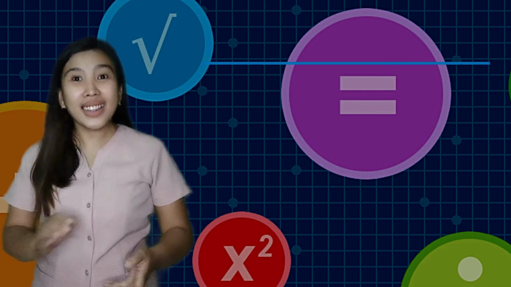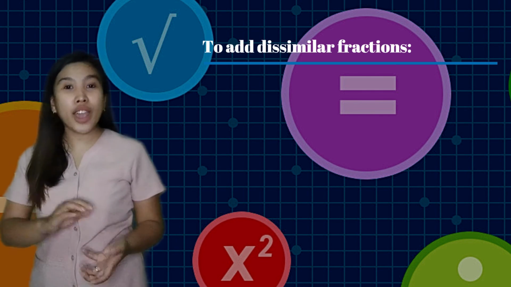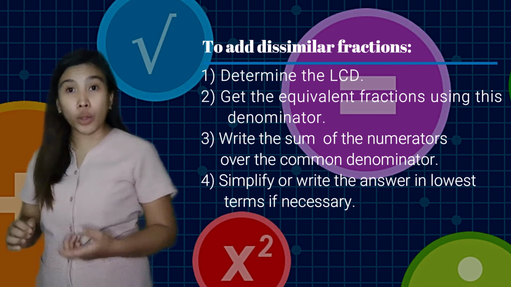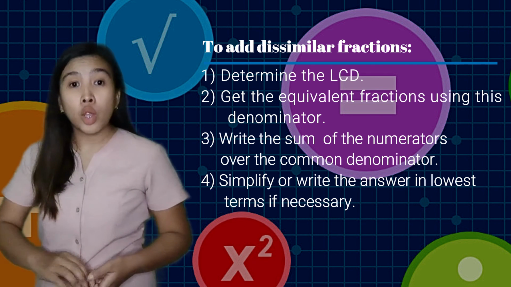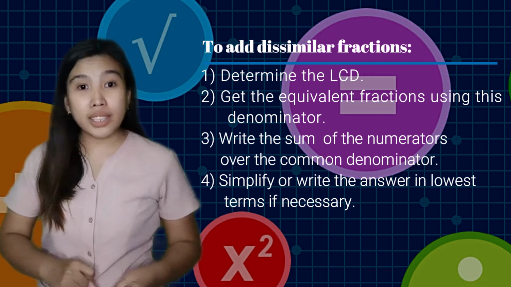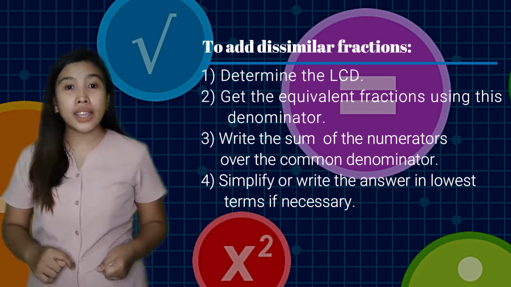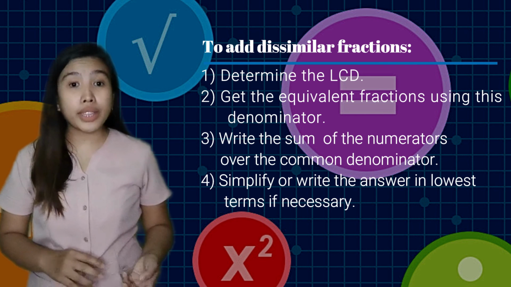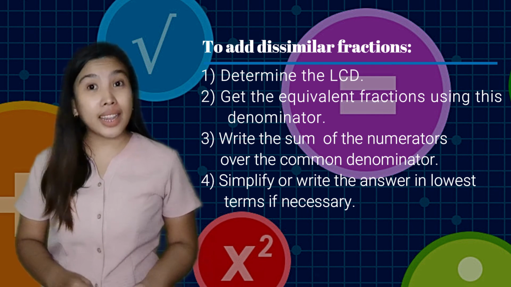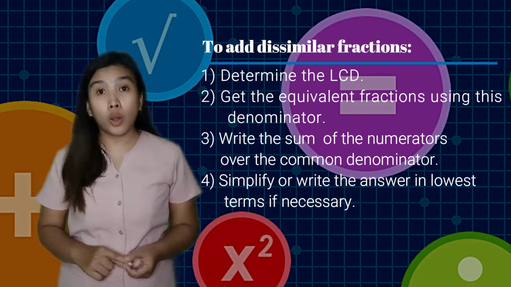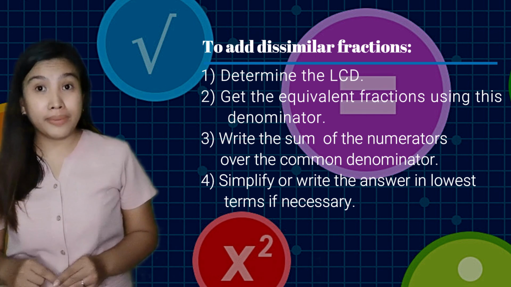In adding dissimilar fractions, all you have to do is to determine first the LCD. Next is to get the equivalent fractions using the denominator. The next step is to add the numerators. Then, write the sum over the common denominator. And then the last step is to simplify or write your answer in lowest terms if needed.